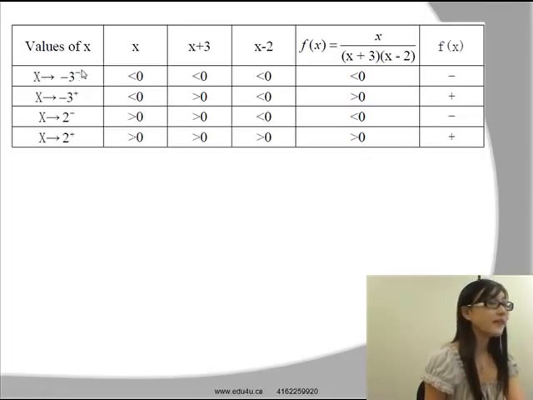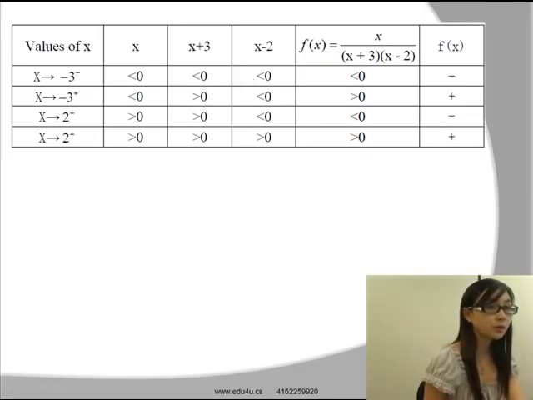x approaches negative 3 from the left side. The value of x will be less than 0. The value of x plus 3 will also be less than 0, and the value of x minus 2 will be less than 0, sorry. So we got a negative number and another negative number.